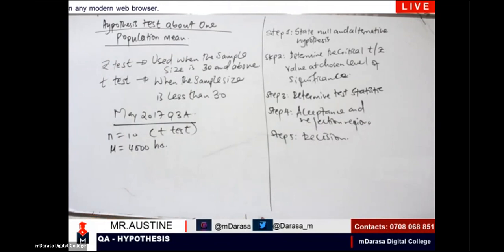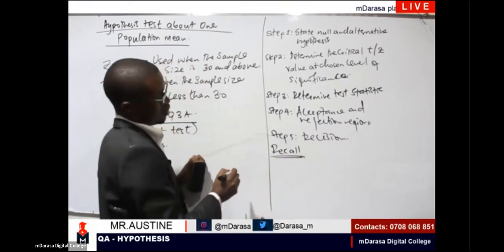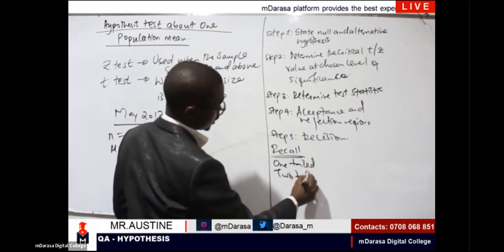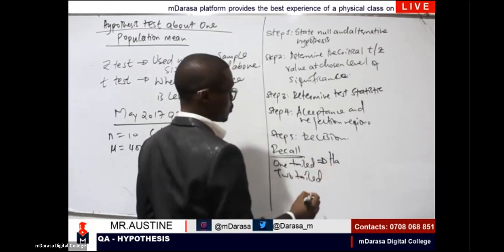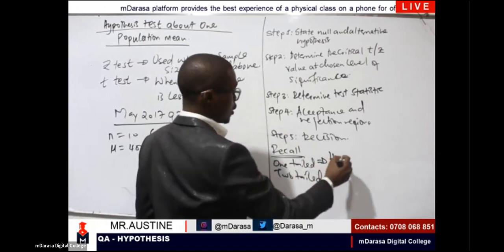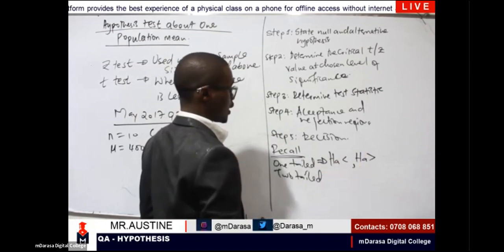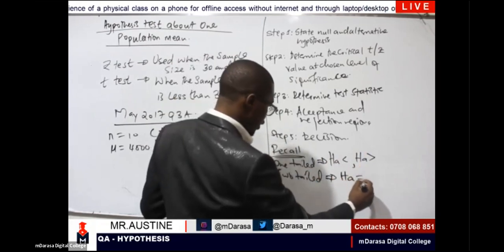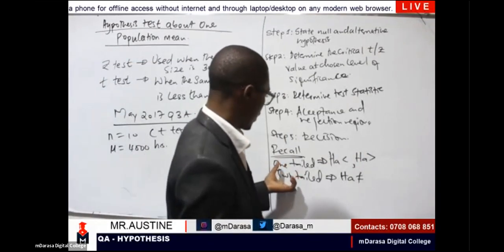So let's start here. Even before we go to the question, recall the type of test can either be one-tailed or two-tailed. One-tailed will happen when the direction of the alternative hypothesis has been specified, if it is less than or greater than a given value, or it can also be stated as less than or equal to or greater than or equal to. A two-tailed test is used when the direction has not been specified.